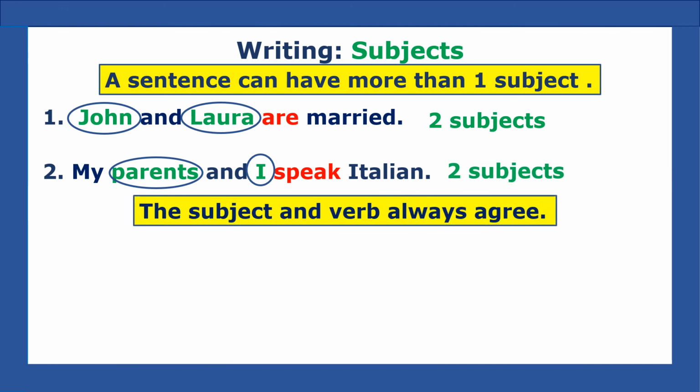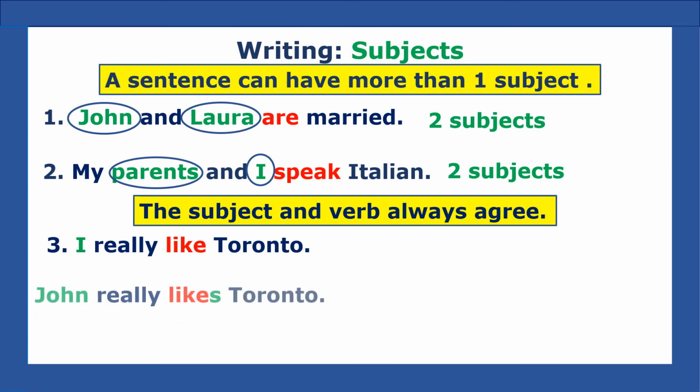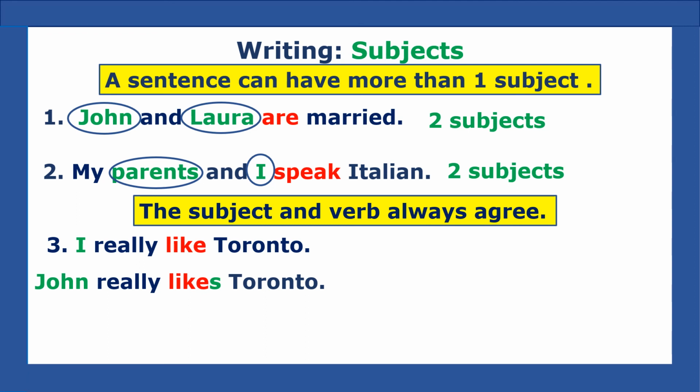The subject and verbs always agree. I really like Toronto. What's the verb? Like. What's the subject? I. But when we have the subject John, what do we need to do with the verb? We need to add an S. John is the subject, likes is the verb. John really likes Toronto.